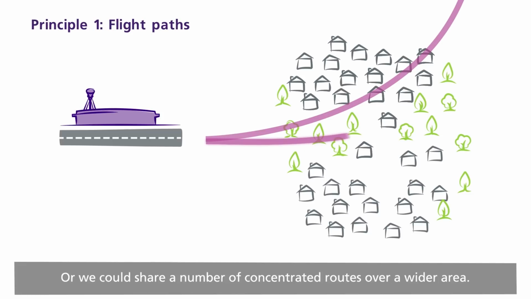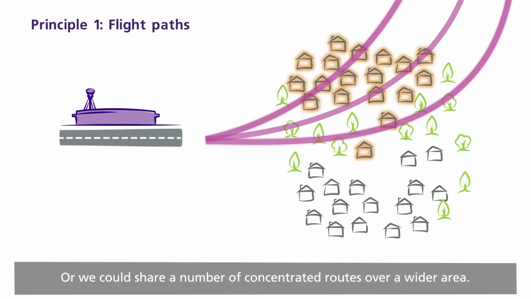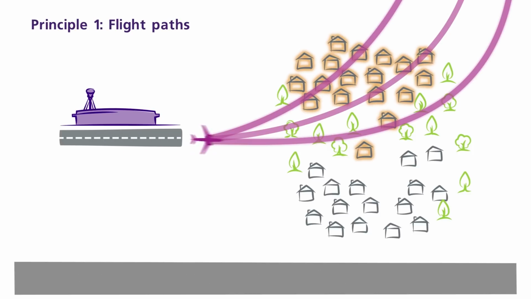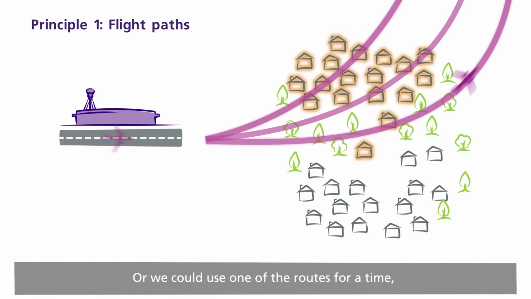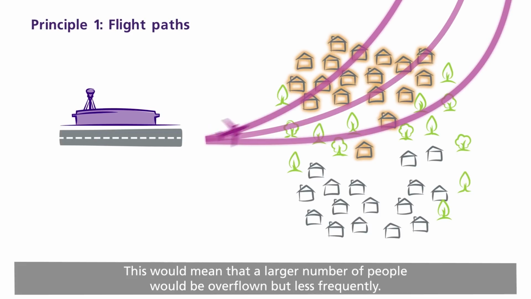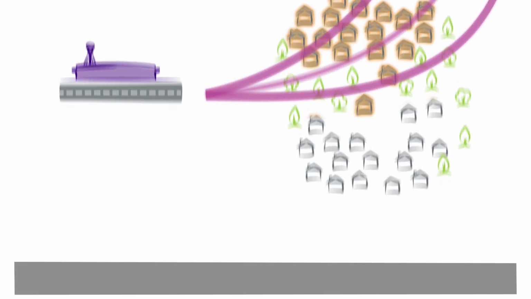Or we could share a number of concentrated routes over a wider area. With this option, for example, we could use 2 routes or more at any one time, so that traffic is spread across a wider area. Or we could use one of the routes for a time, then turn it off and use the next, and the next. This would mean that a larger number of people would be overflown, but less frequently.